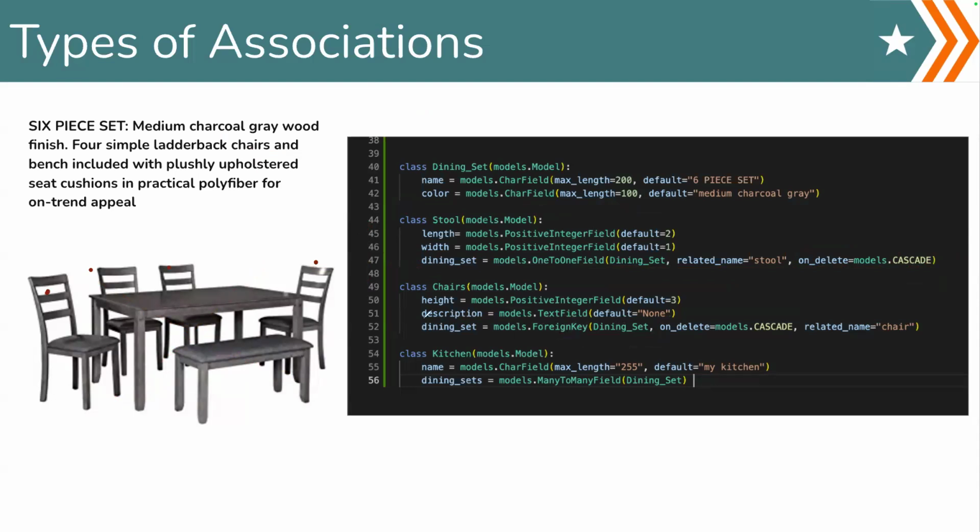And ideally, I would have seen a table here as well, but it looks like the table is missing. The table would probably be a one-to-one relationship to the dining set. And then we have a kitchen. One dining set may be in multiple kitchens, and one kitchen may have multiple dining sets. So in that case, you would have a many-to-many relationship where many different dining sets can belong inside of many different kitchens.